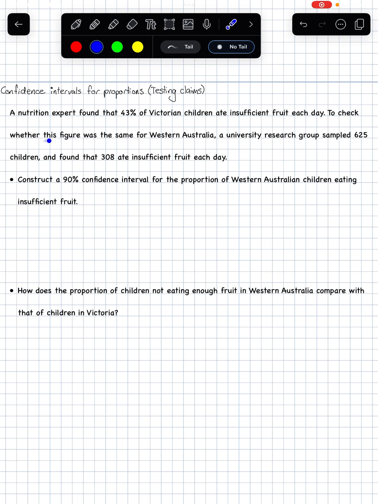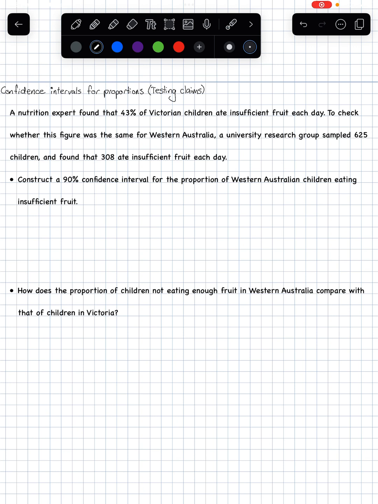To check whether this figure was the same for Western Australia, a university research group sampled 625 children and found that 308 ate insufficient fruit each day. So construct, you'll notice the text says 95. I changed this to 90 so we can practice doing that. Confidence interval for the proportion of West Australian children eating insufficient fruit.